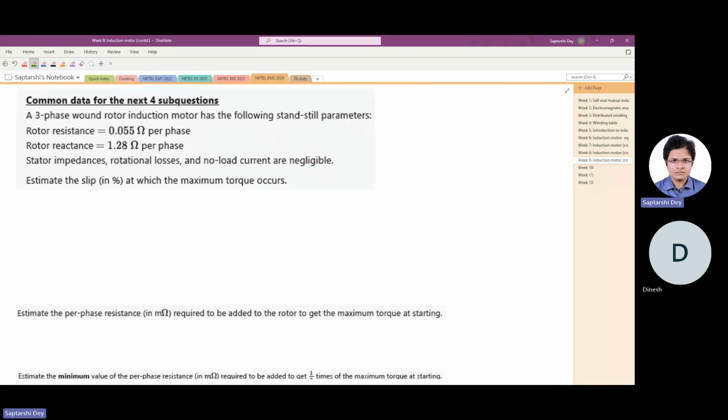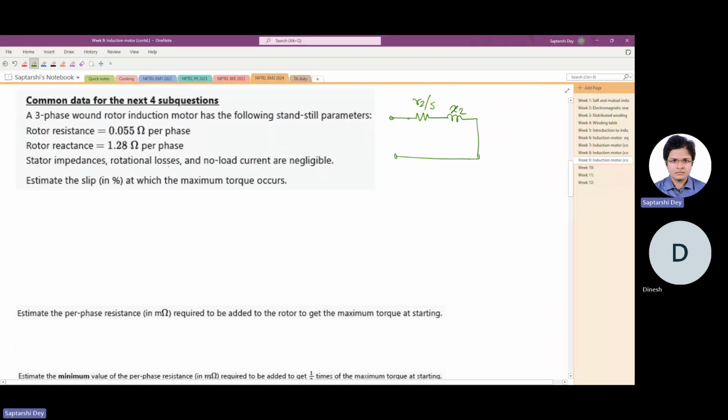So we'll start this problem. A 3-phase wound rotor induction motor has the following standstill parameters: rotor resistance and rotor reactance. Stator impedance, rotational loss, no load currents are negligible. So that means the circuit effectively looks like this: X2, R2 by S.